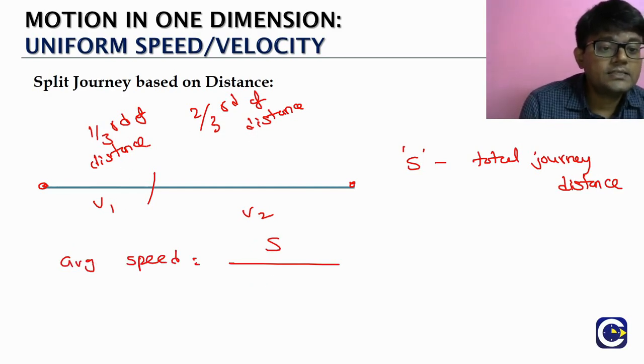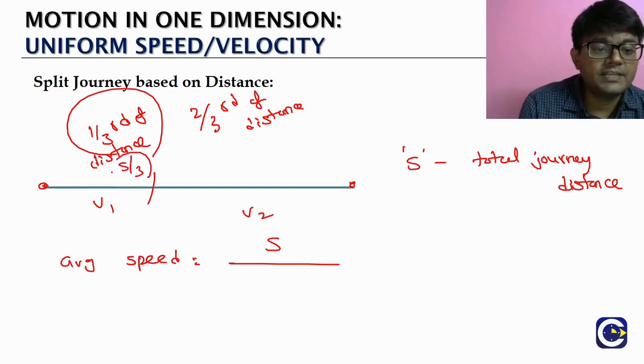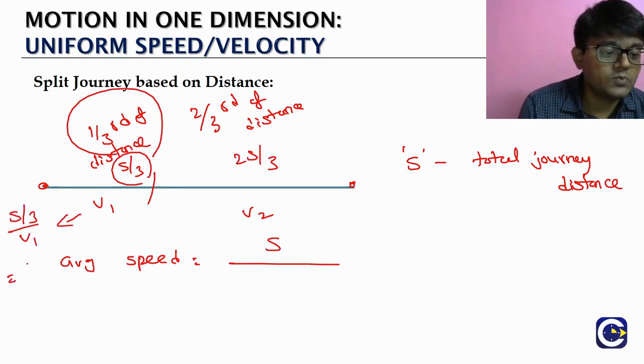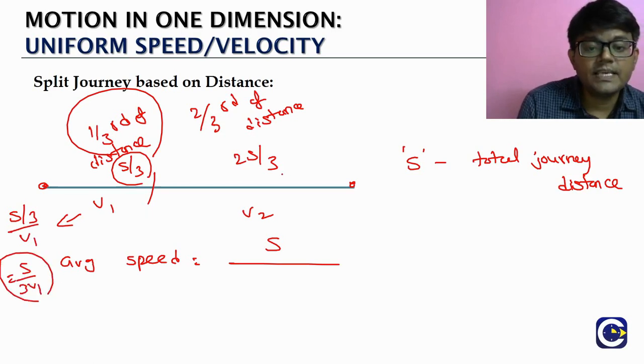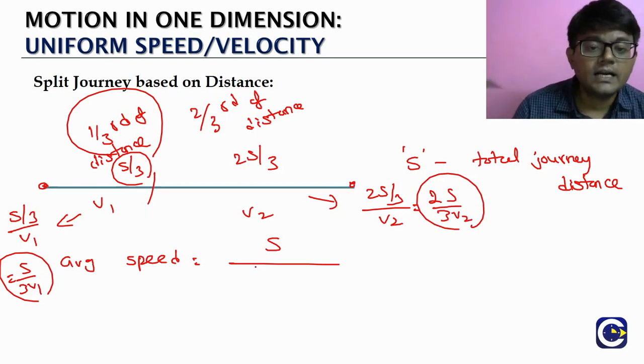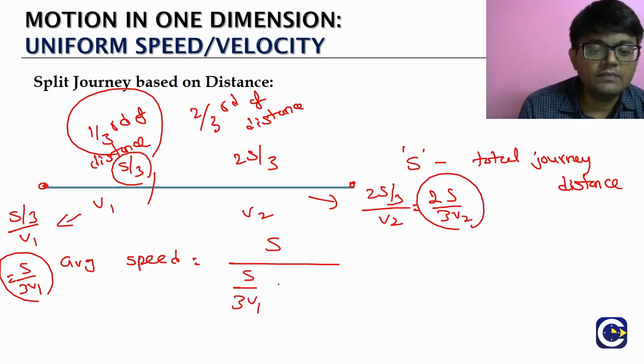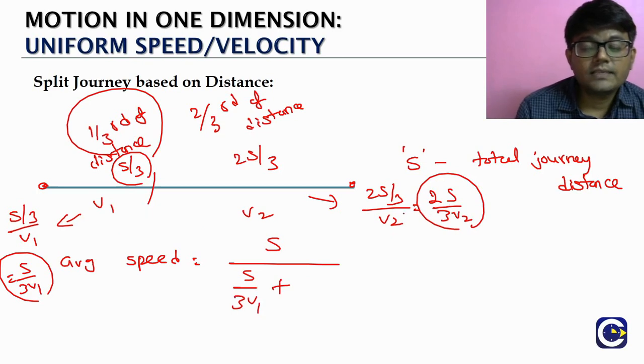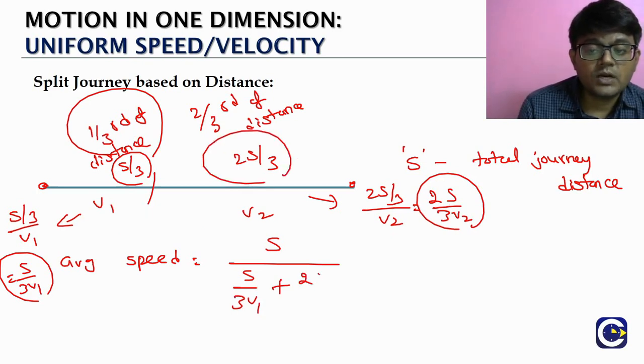Here, 1/3 of the distance means S by 3, and 2/3 of the distance means 2S by 3. The time will be distance by the speed, which is S by 3V1 for the first part. For the second part, the time is 2S by 3 divided by V2, which is 2S by 3V2. So total time means we have to add both these time values: the time for the first 1/3 of the distance, S by 3V1, plus the time for the second part of the journey, 2S by 3V2.